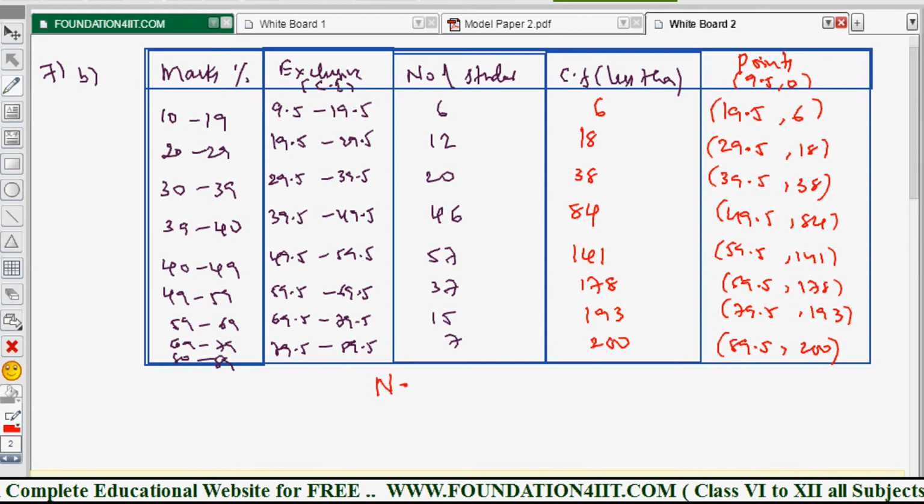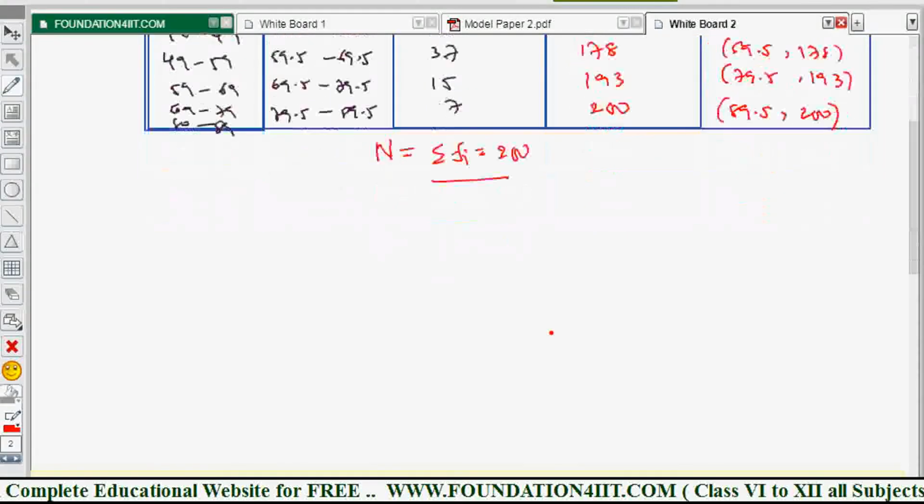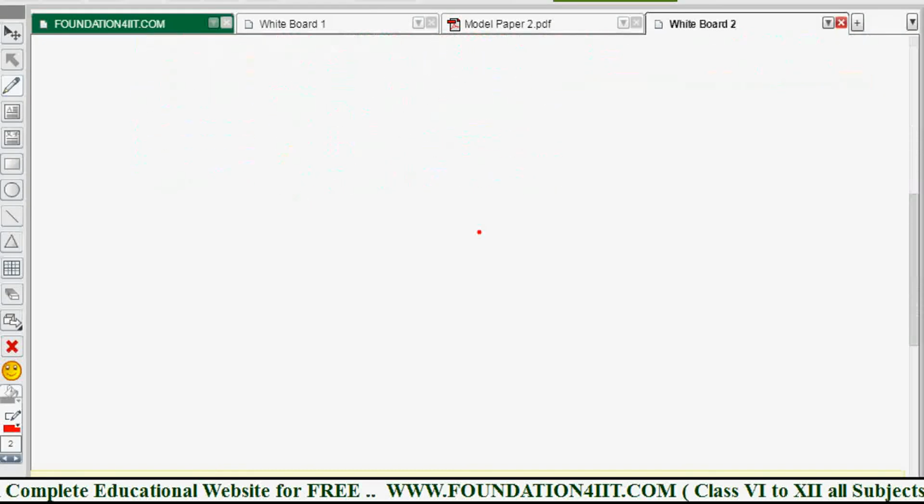Here n value is the sum of the frequency, that is sigma fi, that is 200. Okay, that's it. Now n is an even number, so median is equal to 200 by 2, that is the 100th observation. From the ogive, from the graph, we can find all this. So let's take the graph for this data.